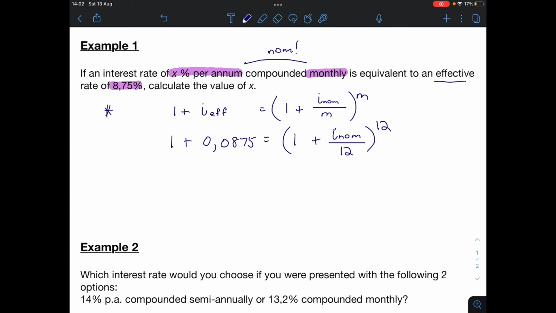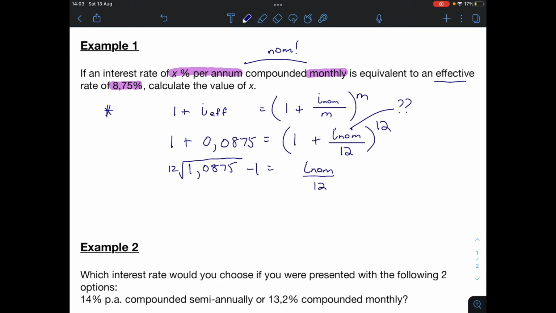So now we're going to work backwards, and we're going to have a look at what this is. What I do here, hopefully you'll understand, is that I'm trying to look for this nominal interest. So the first thing I do is get rid of the 12. I'm going to take the 12th root, and then I'm going to subtract 1. And I'm left with R nom over 12.